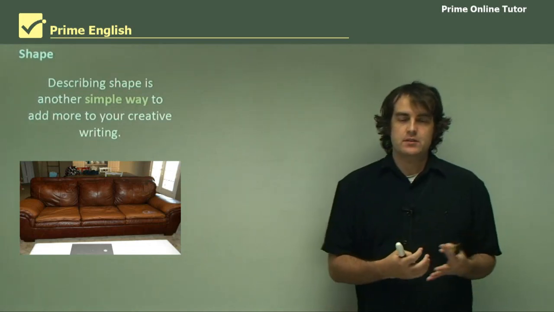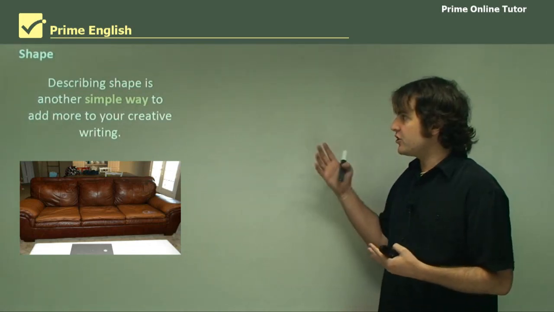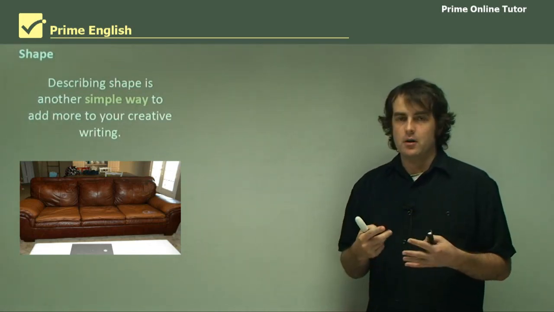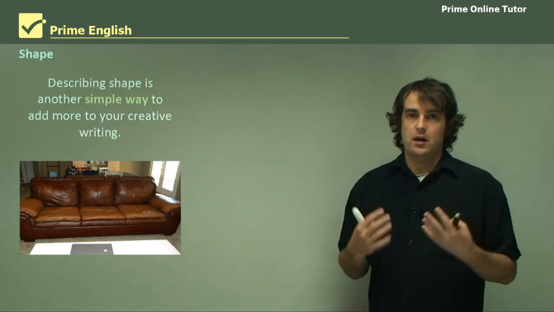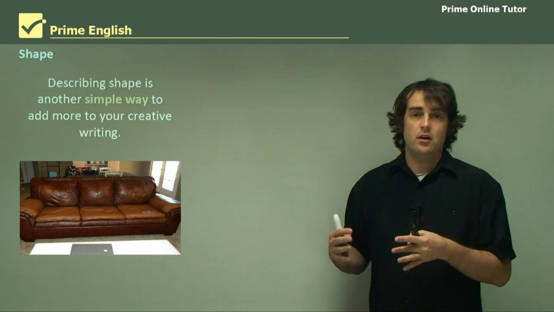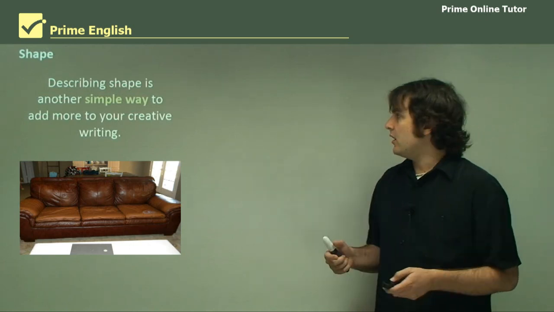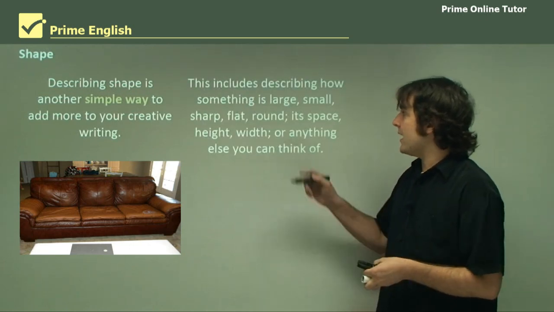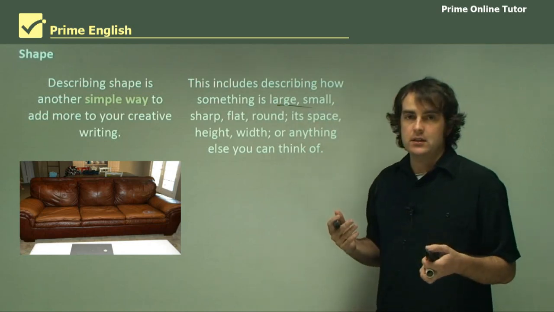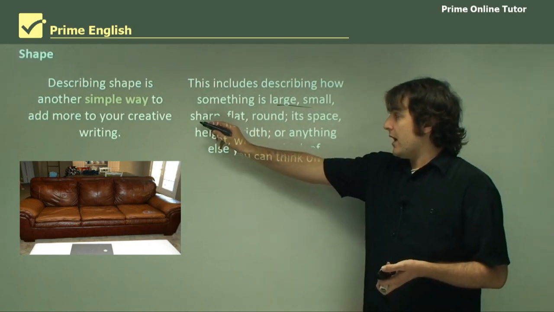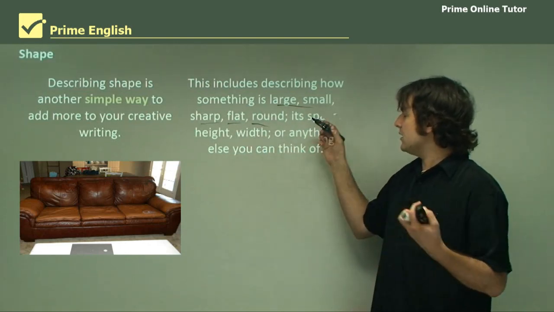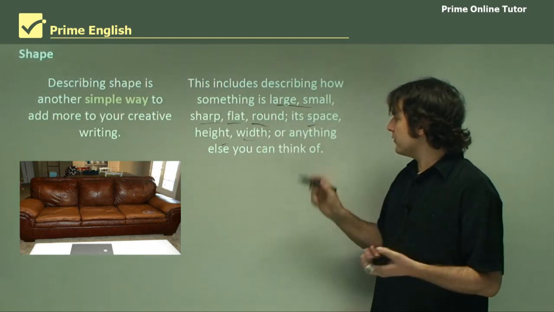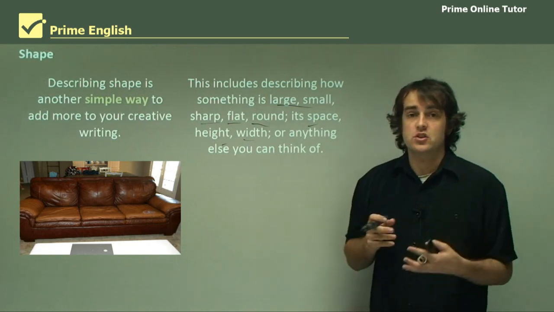Okay, so shape is the next way we can describe something, and by shape we can pretty much describe it by the way it looks, through its size, its outline, anything like that. So shape can include describing how large or small it is, or how big it is. It's how sharp it could be, if it's got a point, if it's flat, if it's round, its space, its height, its width, or anything else you can think of that describes its shape.